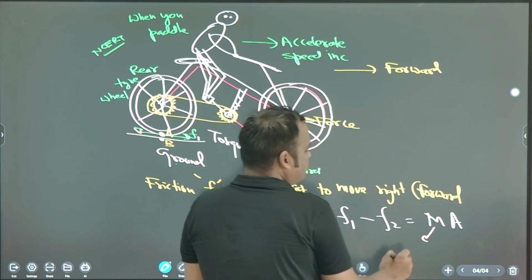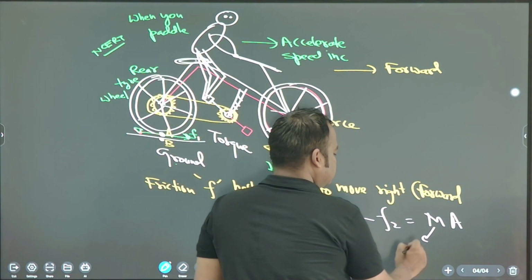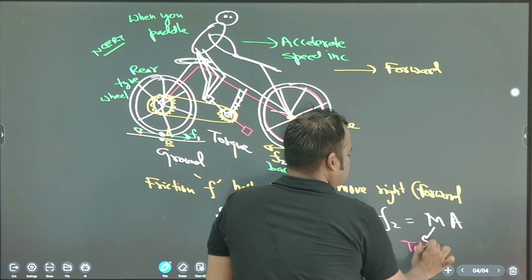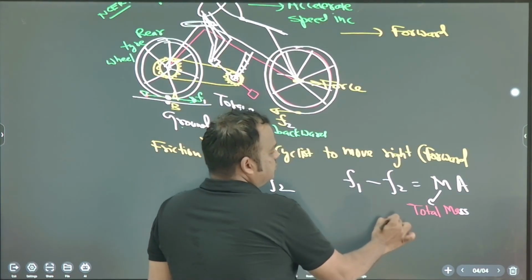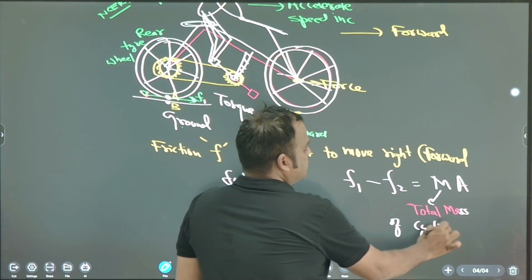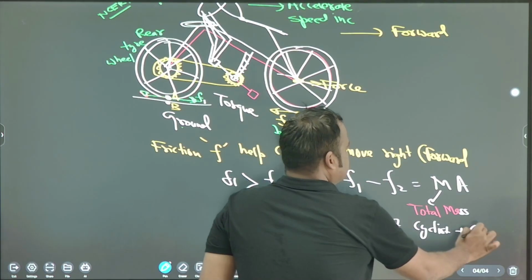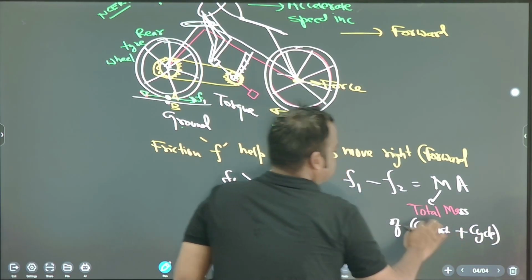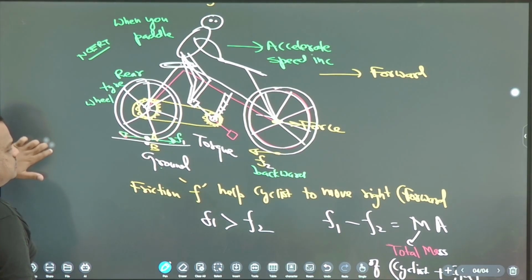M is the mass of cycle plus person, both together. So M is the total mass of the cyclist plus cycle. This person is the cyclist, and plus the cycle. Okay, understood? Cyclist plus cycle.